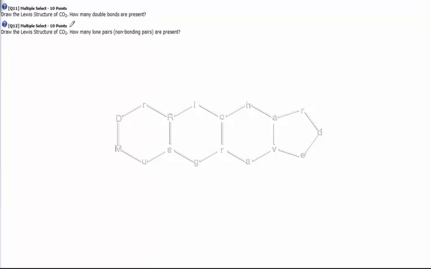Okay, so for this one, we're looking at drawing the Lewis structure for CO2. We're going to find the number of double bonds and the number of non-bonding electron pairs that are present.